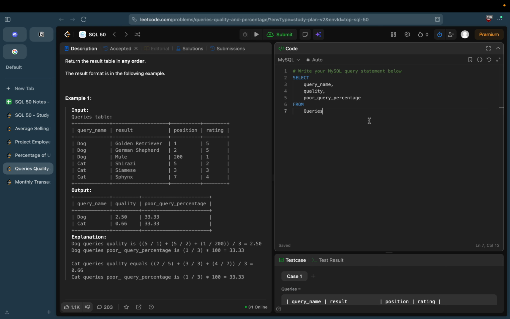Alright, no joins are required. We just need to group our results by query name so that we get unique values. Query name can be directly fetched. Let's calculate these two.